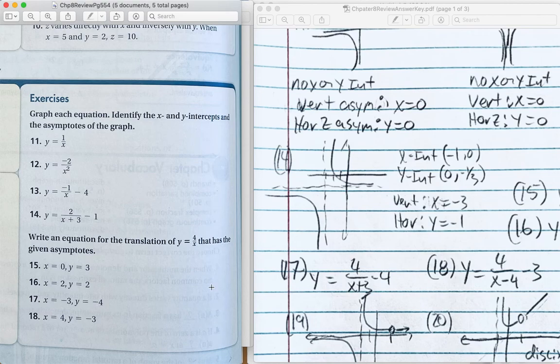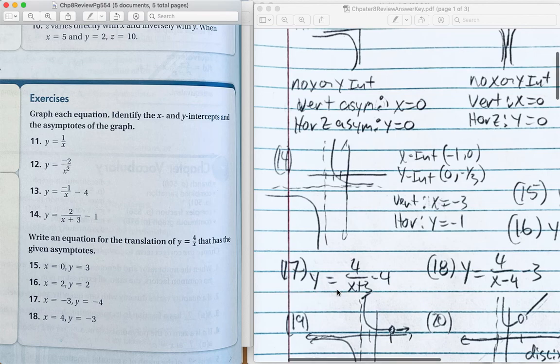Number 17, we have x equals negative 3 and y equals negative 4. So negative 3 turns into a minus negative 3, which is a positive 3. So we have 4 over x plus 3. And since it's going down 4 units, it's going to be subtracted by 4.